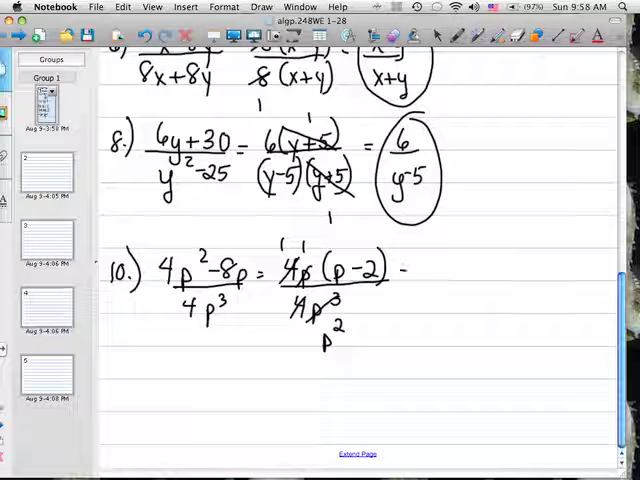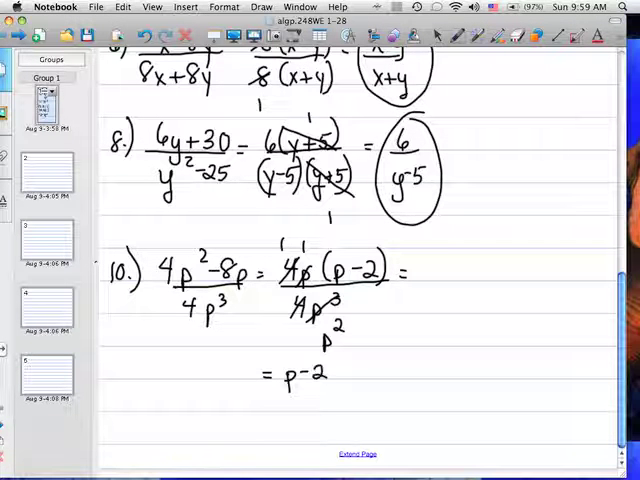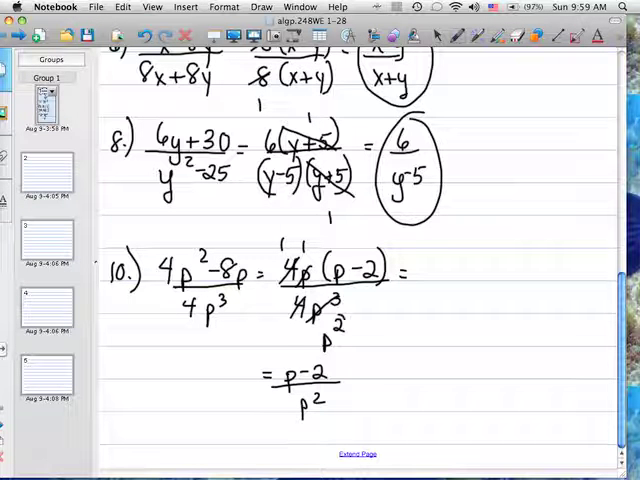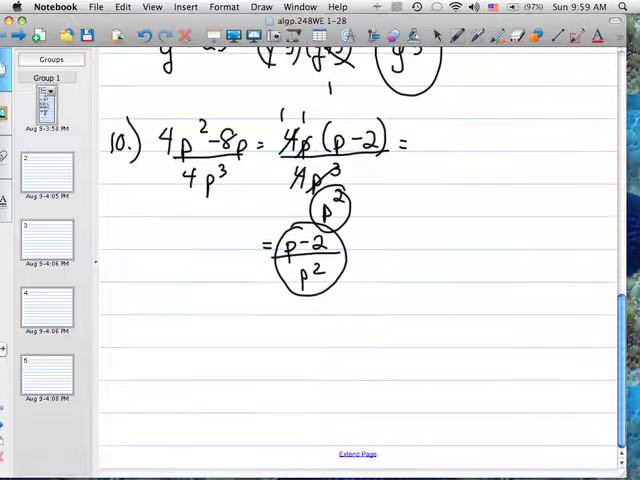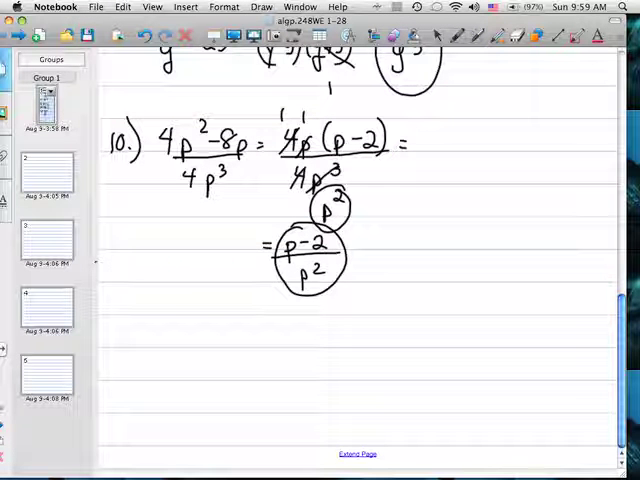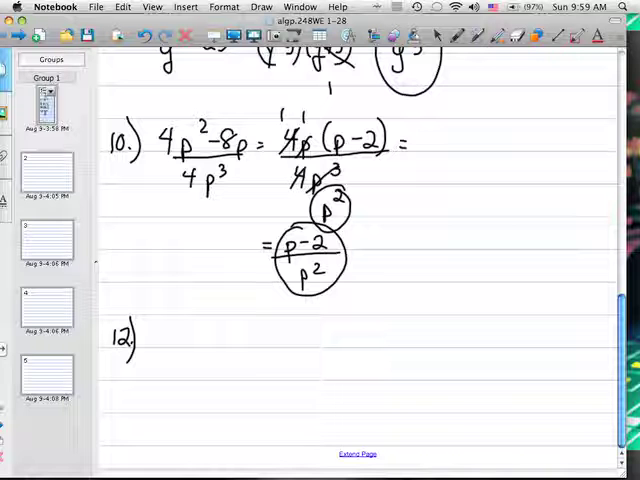So on the top I have 1 times p minus 2, which is, I'm going to go down because I don't want it crowded, p minus 2 over, and I have the p squared left. And that's all I can do. There is no way you can cancel that p with that p squared because it's being subtracted. So you can't do it. That's it. And again, I said use parentheses. Leave the parentheses in if it helps you.